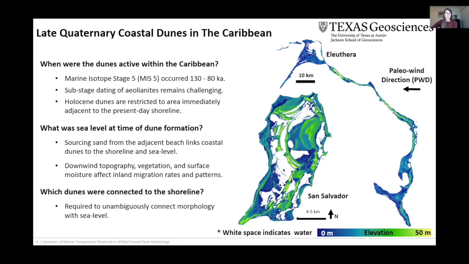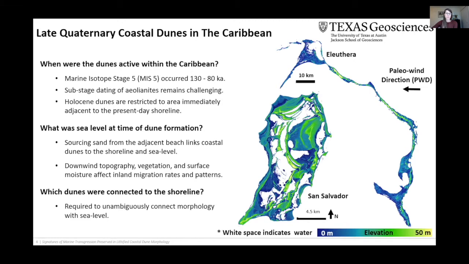So one of the questions is, when were these dunes active? They've been linked to marine isotope stage 5, which was between 130 and 80,000 years ago. But this is a period of 50,000 years, and constraining their age within this stage remains challenging because of limitations of radiometric age dating in these systems. And so without knowing the exact age of the aeolianites, we can't simply link the morphology to available sea level curves. So we're still left asking, what was the sea level at the time of dune formation?